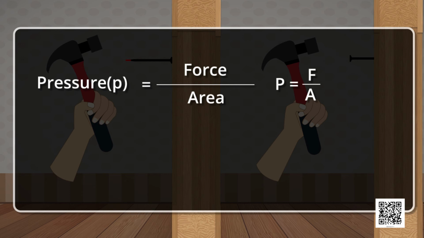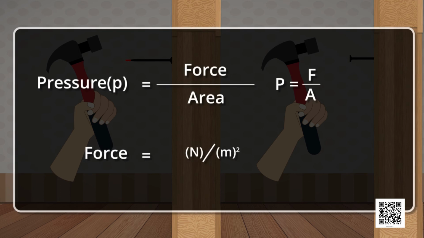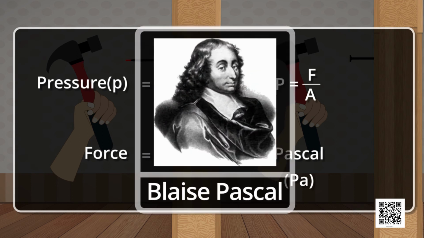The standard unit of measuring force is Newton and area is meter square. Therefore, the standard unit of measuring pressure is Newton per square meter, which is also called Pascal or Pa. The Pascal unit is named after the famous French scientist Blaise Pascal.